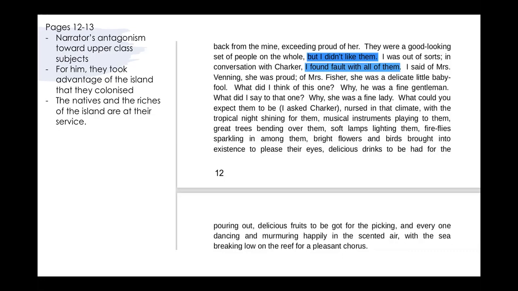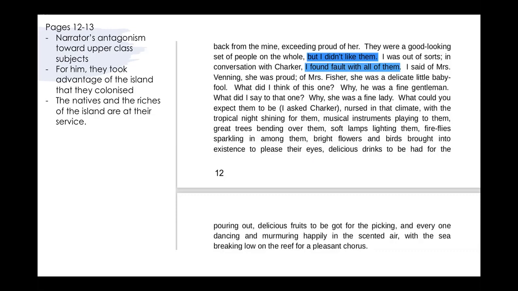And he's talking here about the natives, you know, the Sambos living on the island, being at the service of these people. Great trees bending over them. You know, the English colonizers colonizing nature. And I'm going to talk about this idea of nature later.